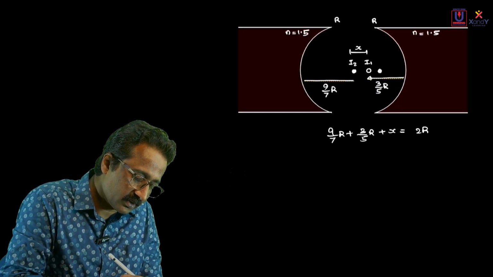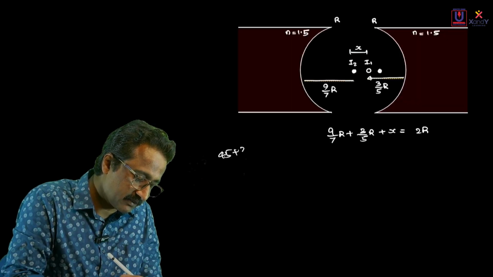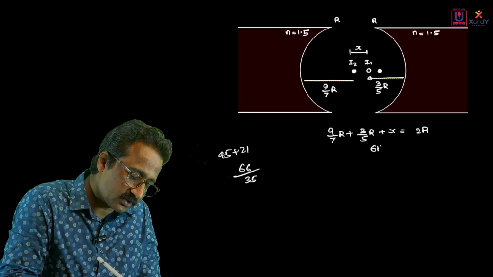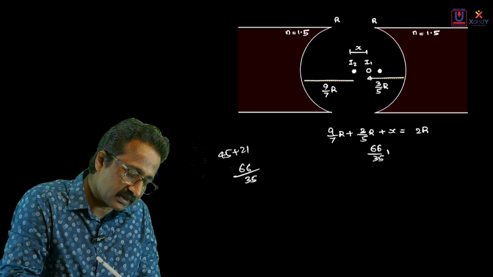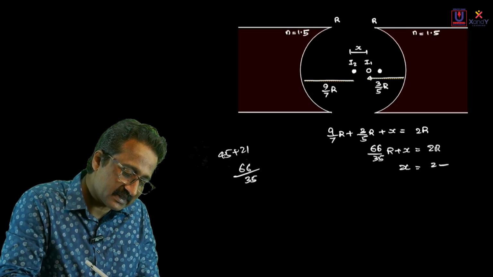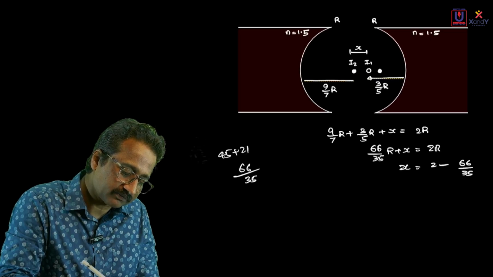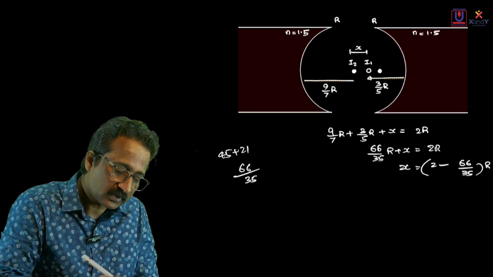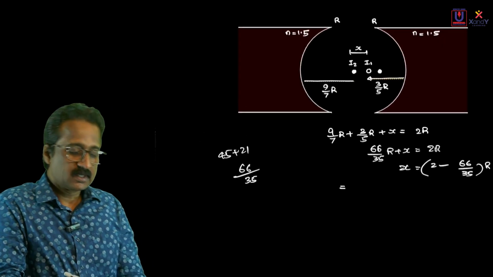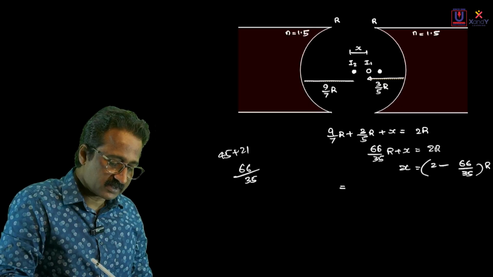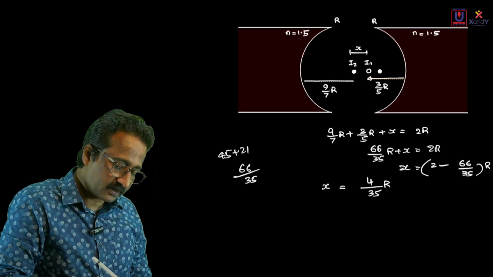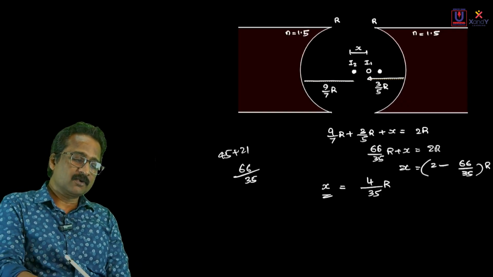Let me do that very carefully. 9 by 7 plus 3 by 5, it is 45 plus 21, which is going to be 66 by 35. So 66 divided by 35 times R plus X is equal to 2R. X is equal to 2 minus 66 divided by 35 times R. Let me come to the final step. 70 minus 66 is 4, divided by 35 times R. That is X. So X is equal to 4 by 35.